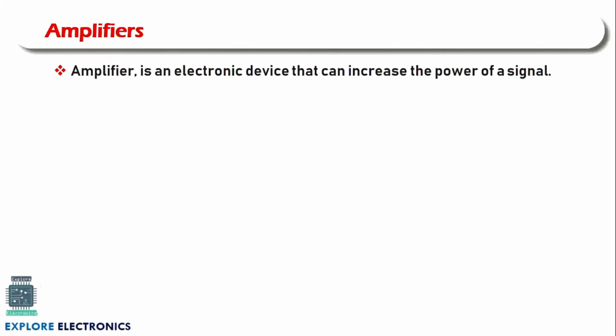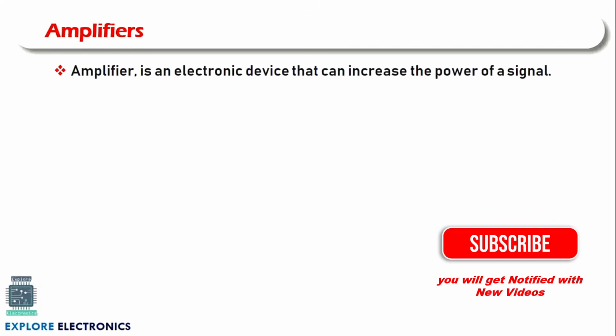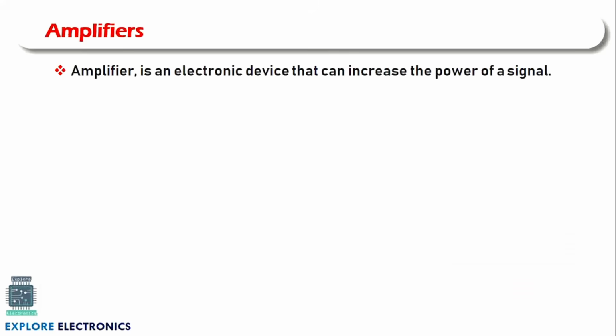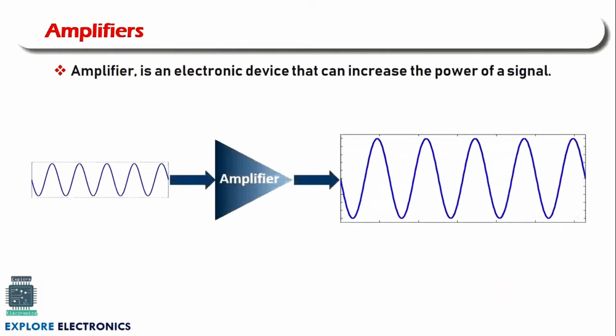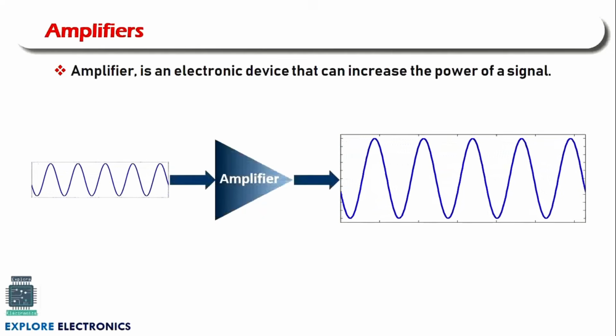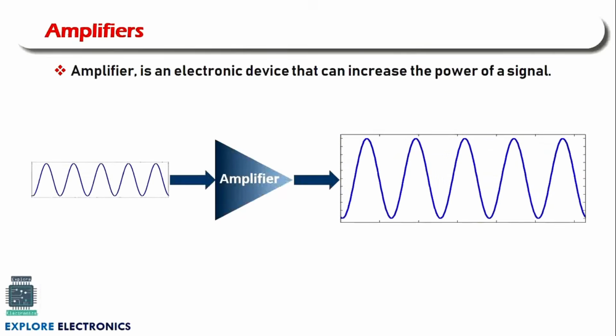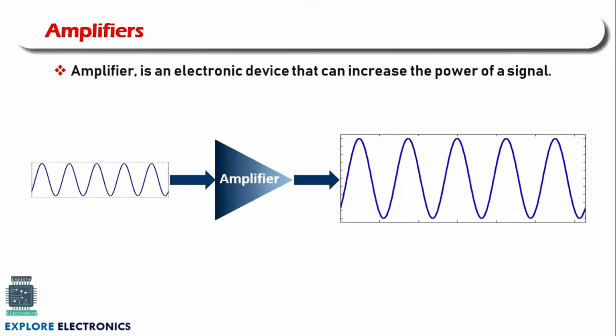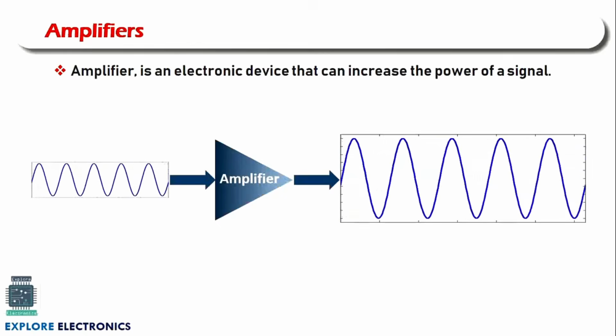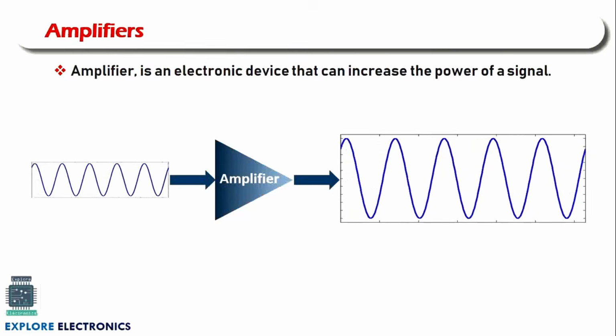First, what is an amplifier? An amplifier is an electronic device that can increase the power of the signal, or we can say an amplifier circuit is going to increase the strength of the signal. So if you apply a small voltage signal like this to an amplifier, the output will be a large signal, as you can observe here. So an amplifier is going to increase the voltage or the power of the signal.